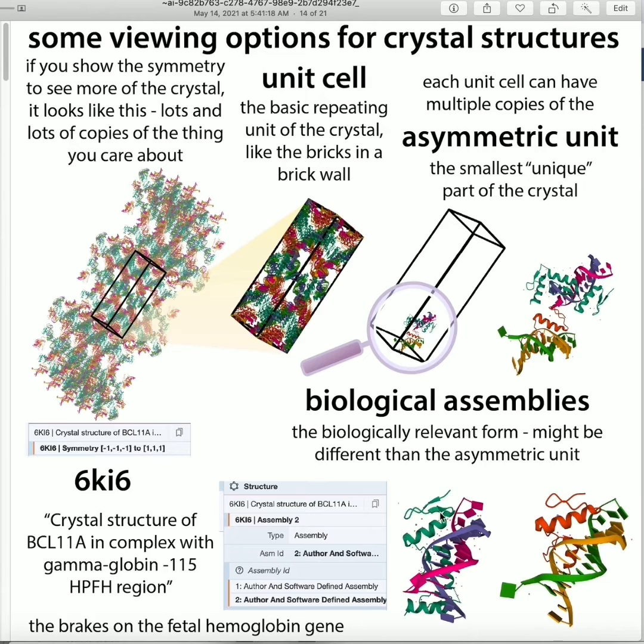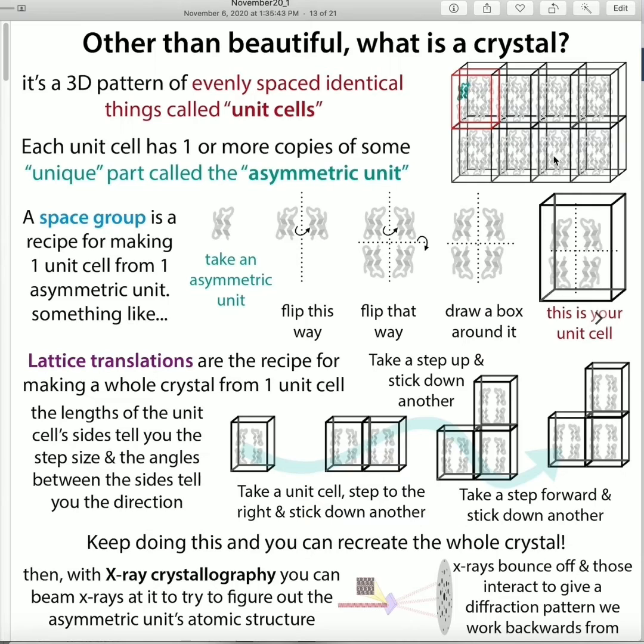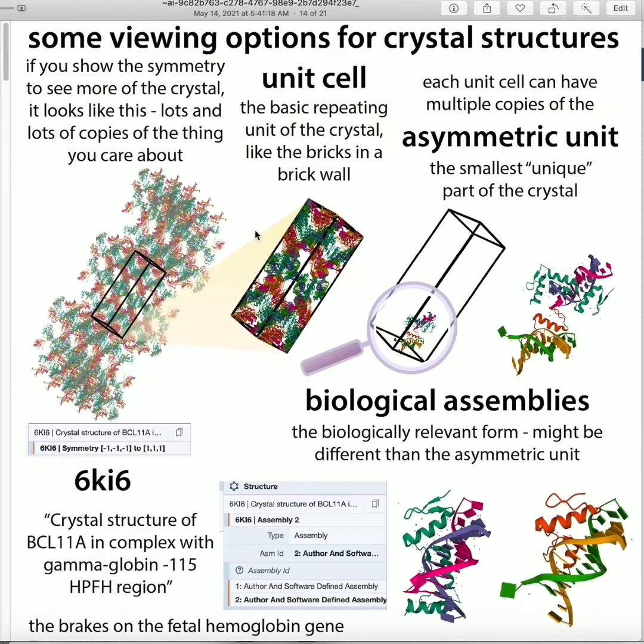So in this case, it's the protein, which is in teal here, bound to the DNA region of that promoter sequence. But within the asymmetric unit, remember the asymmetric unit was the smallest unique part, within that smallest unique part we actually have two copies of the protein-DNA complex. And so this is where we got that chain A and chain B. Those are two copies of the same thing, but they're in a slightly different position.